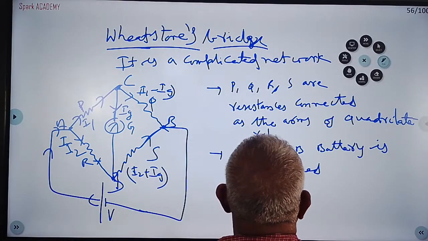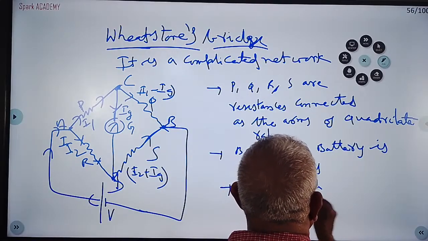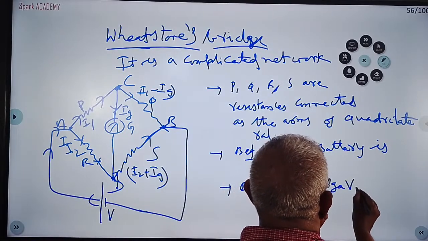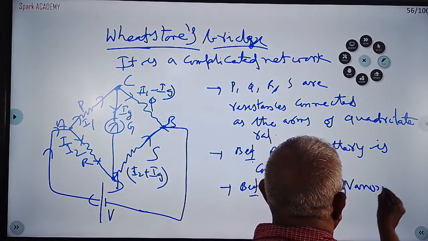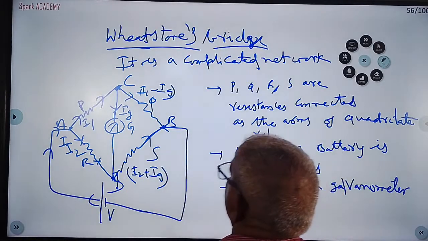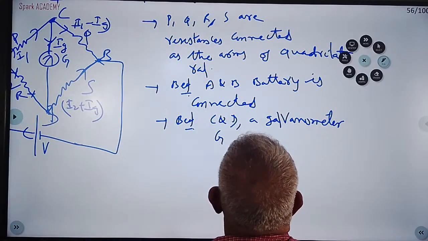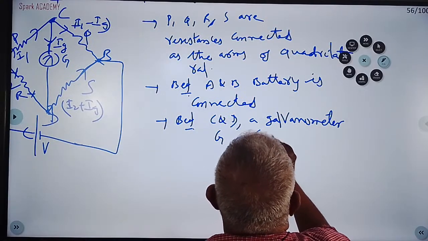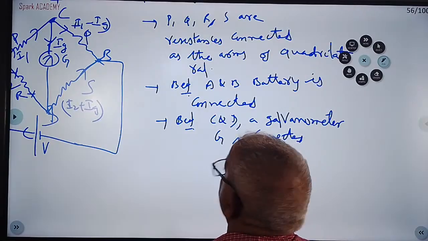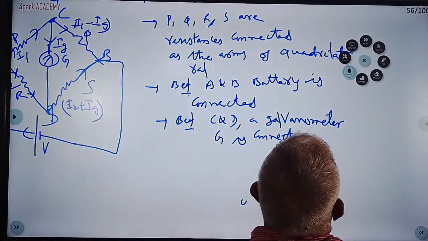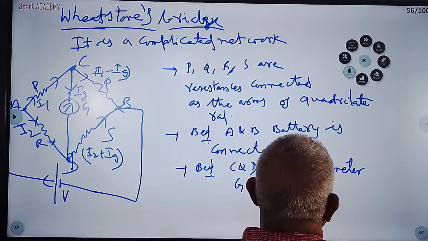Between C and D, a galvanometer G is connected. Galvanometer G is connected in the circuit. If you want the circuit, I will give it once again, so please see.